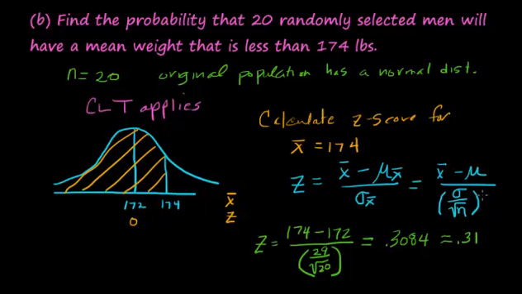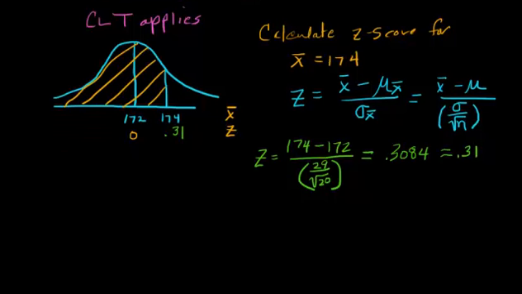Remember, we had 0.07 last time, so 0.31. The results are not the same. These are not the same problem. We're finding the probability of a sample having a weight less than 174. Okay, now let's get our notation here. So, the probability that the mean for these 20 males is less than 174, well, that's going to be the same thing as the probability on our normalized scale that z is less than 0.31.